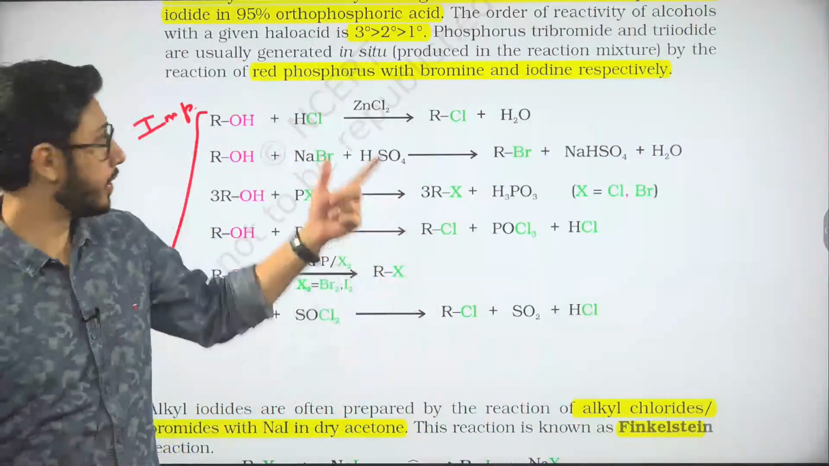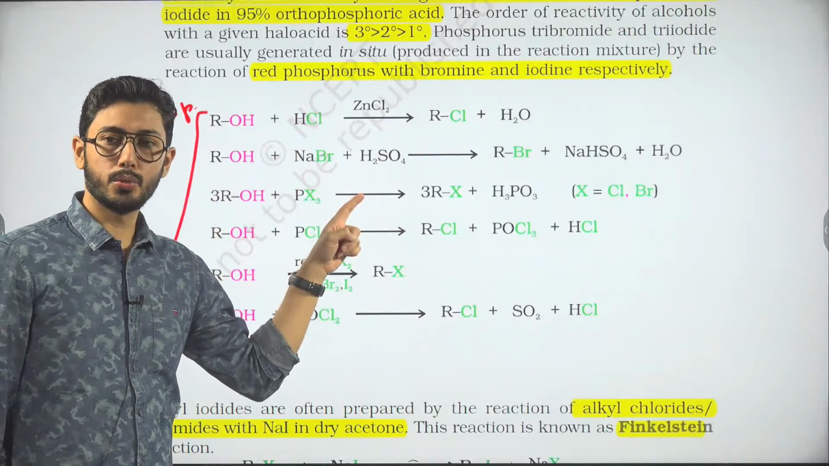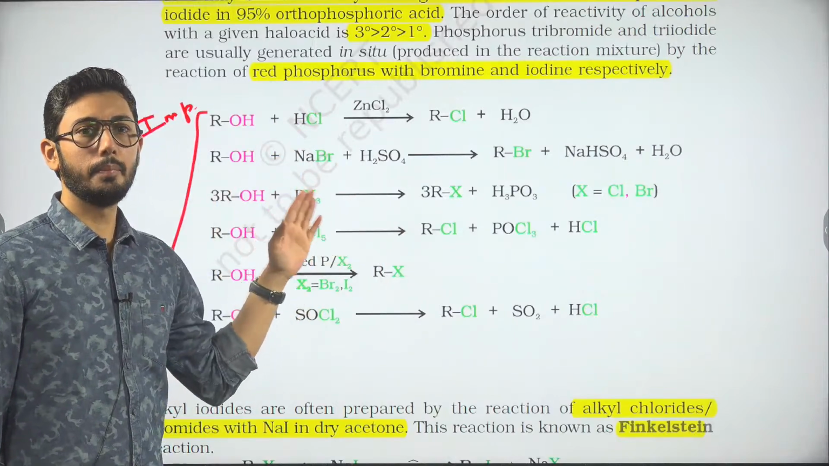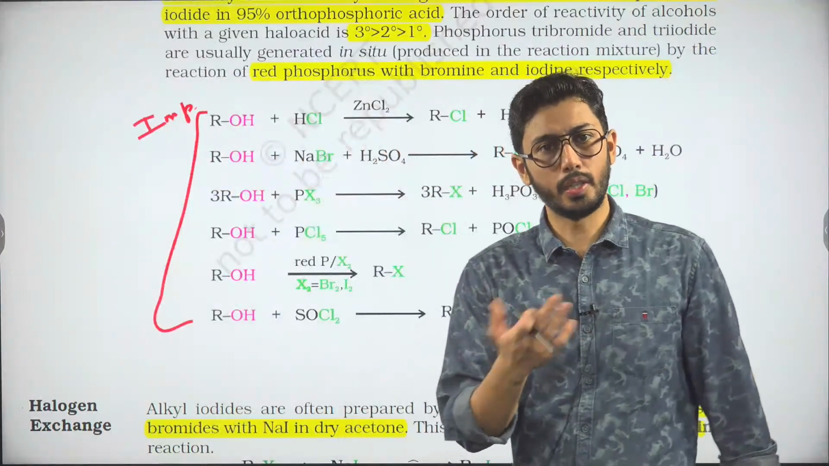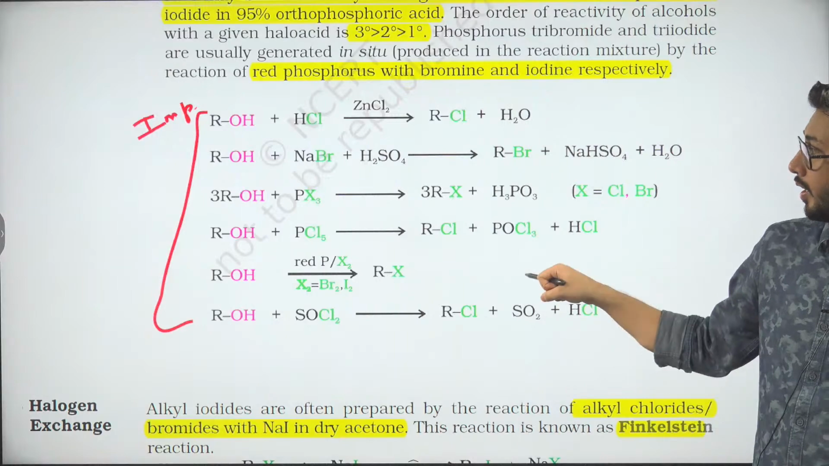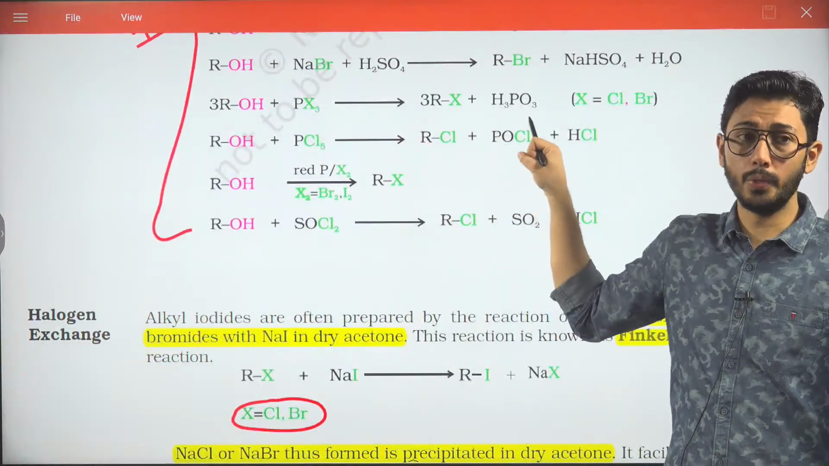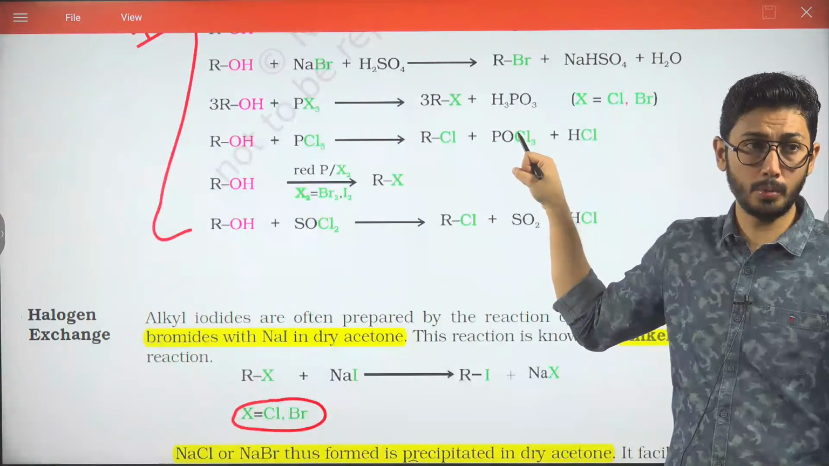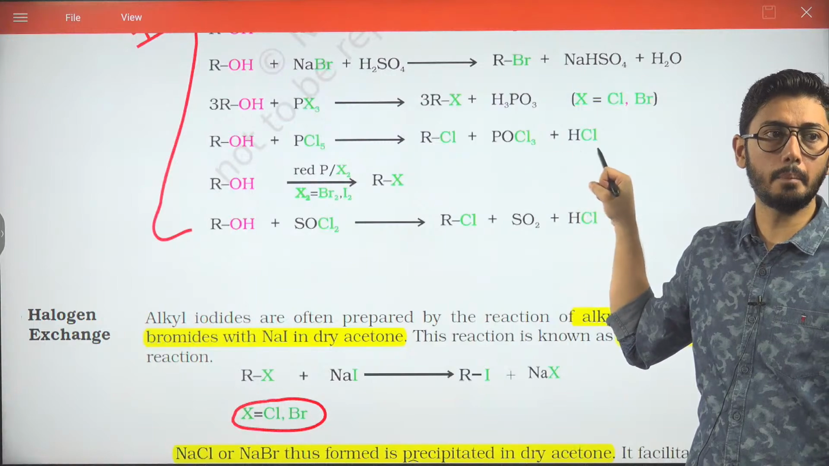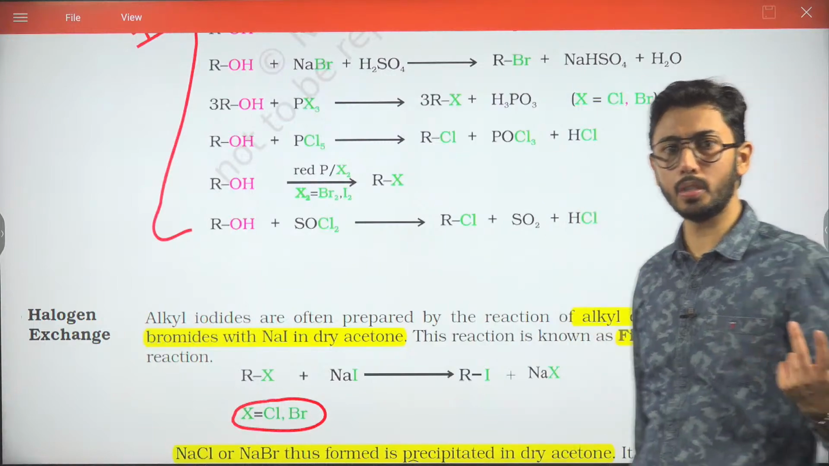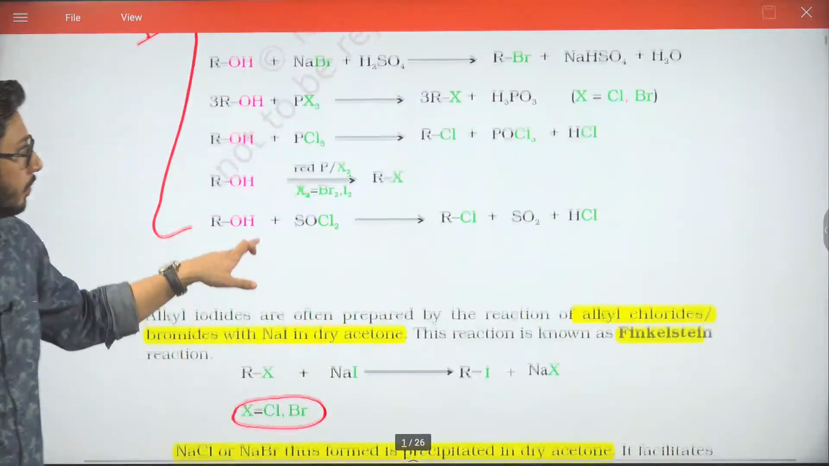It may be HCl with ZnCl2, Lucas reagent. Other possibility, NaBr with H2SO4. Other possibility may be PX3, PCl3 or PBr3 with alcohol. They also give SN reaction. Other possibility, PCl5. Byproducts are important for both. With PX3, the product is H3PO3 also. With PCl5, the products are POCl3 plus HCl. So remember the byproducts for PX3 as well as PCl5.